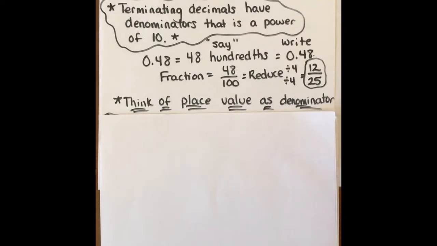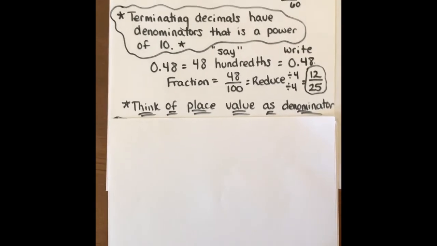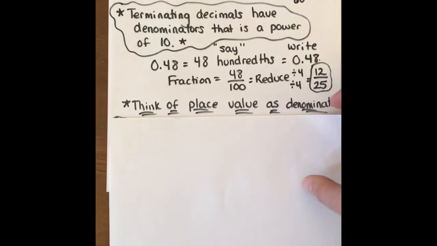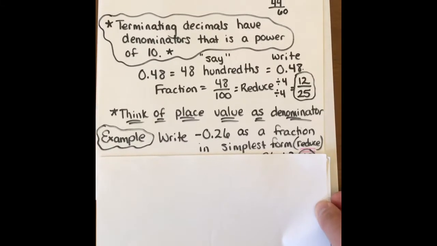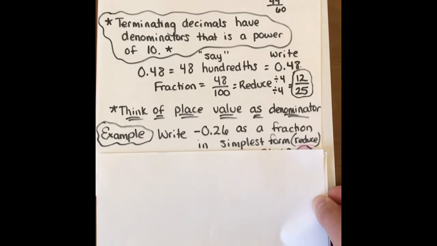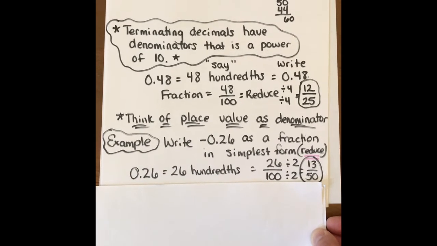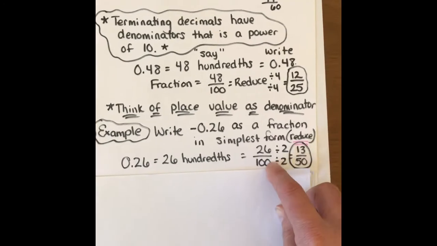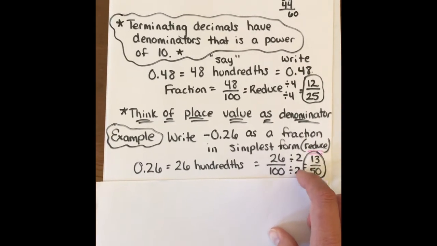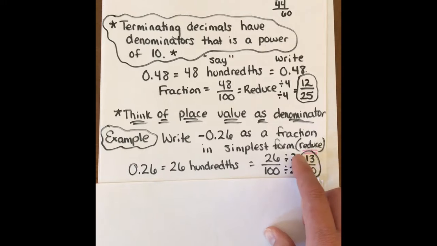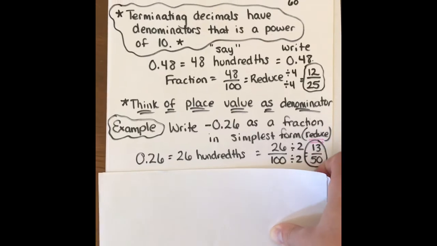So place value is going to come into play here. Think of it this way. If it's in the tenths place, your denominator is going to be 10. If it's in the hundredths place, your denominator is going to be 100. If it's in the thousandths place, your denominator is going to be 1,000. So here we go. Write negative 0.26 as a fraction in simplest form. Simplest form means you need to reduce it. 0.26 is 26 hundredths. You're going to write it as 26 over 100, and then see if you can simplify. The only number I could take out of both was 2. You must divide by the same number on top and bottom to reduce. So I get 13/50ths as my simplified fraction.